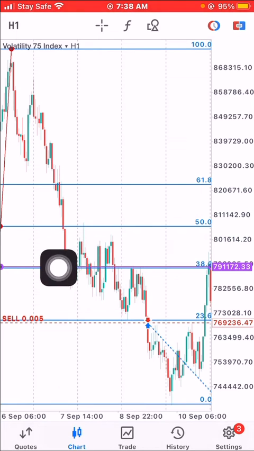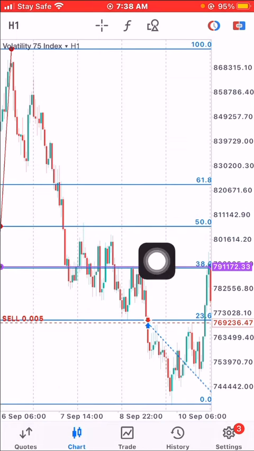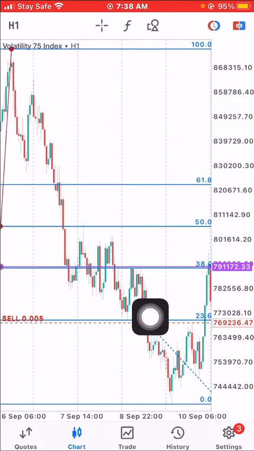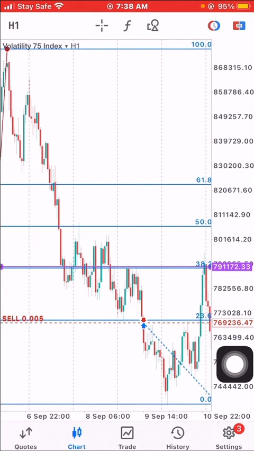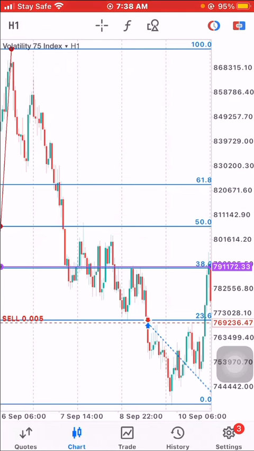So after we have marked out our resistance level confluence, then we check: is this resistance level aligned with a Fibonacci retracement level? You see, we check. Yes, they are aligned. And what will you do now? You will wait for a confirmation, because sometimes if you are an aggressive trader, fine.